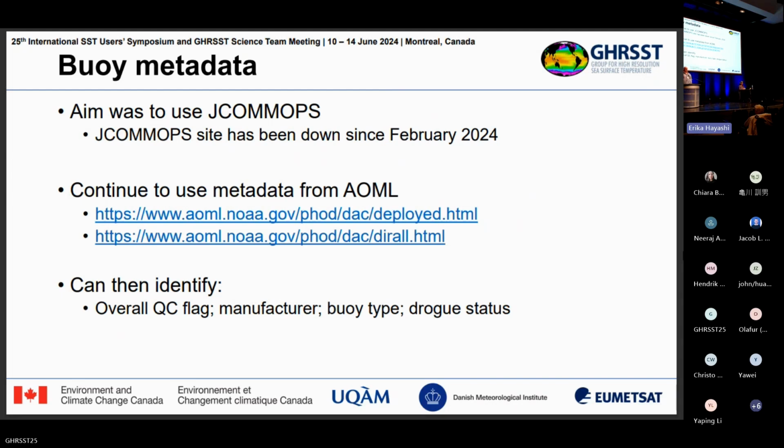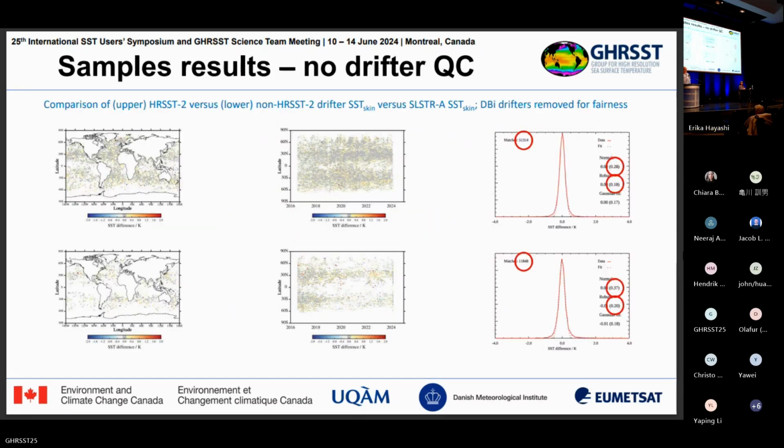So we take two different files. We take their deployment log, and then we take something called DRAW, because this allows us to determine if the drogue is still on or off the drifter. And then from that, you can identify an overall QC flag, the manufacturer of the buoy type, drogue status, etc. So there is a lot of information you can gain. And the idea from the JCOM-OPS site is all of this information is then available and is through machine accessible APIs.